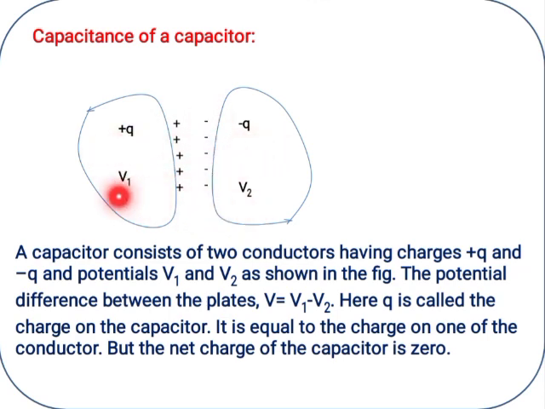V1 and V2 are the potentials of these two conductors. Then what is the potential difference of these two conductors? V is equal to V1 minus V2. This V is the potential difference between the plates. Now, what is the net charge of this capacitor? Definitely it is 0.